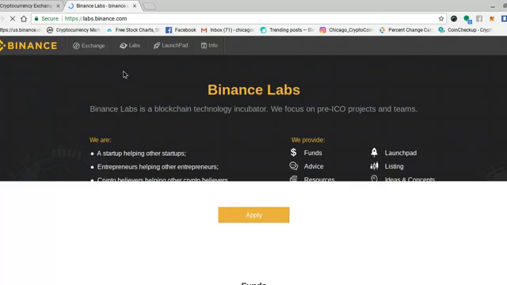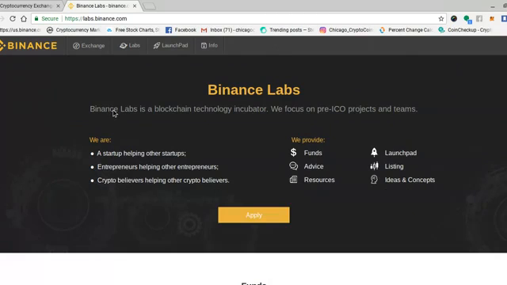And basically what this is going to show you, as you can see, Binance Labs is a blockchain technology incubator. So it means they grow. Think of an incubator with eggs. They're there to hatch. And this is used to hatch projects.